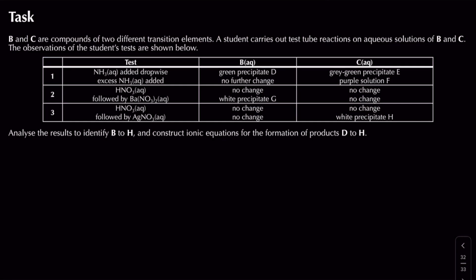So yeah, looking at this question then, we're told here that we've got B and C, and they're going to be compounds of two different transition metal elements. A student carries out test tube reactions on aqueous solutions of B and C. The observations of the student's tests are shown below.